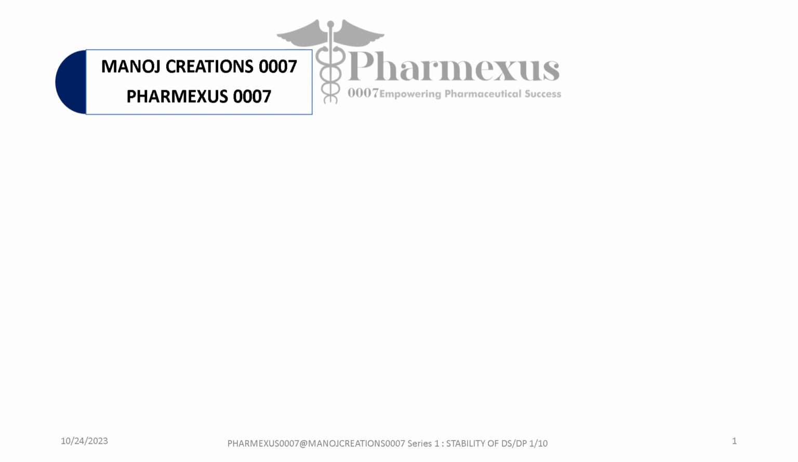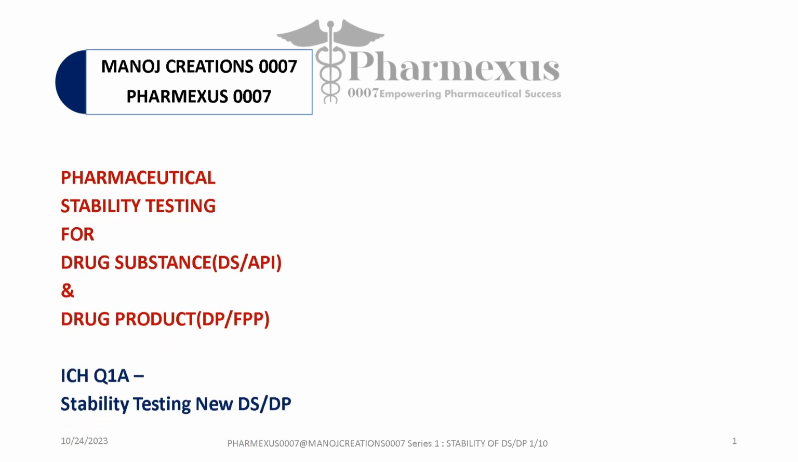Manoj Creation 0007 brings to you Pharmexus 0007, an enrichment knowledge center for empowering pharmaceutical success. Today we will be discussing and deliberating on the pharmaceutical stability testing database for the drug substance, that is DS, in other words active pharmaceutical ingredient, and the drug product, that is DP, in other words finished pharmaceutical product, through ICH Q1A data for stability testing of new drug substance and drug product.